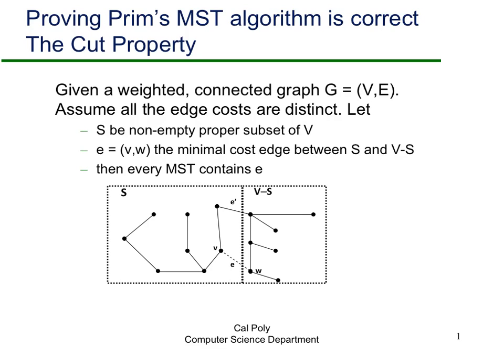In this screencast, I want to prove that Prim's minimum spanning tree algorithm is correct. And to do that, I need to prove something called the cut property. So what does the cut property say?